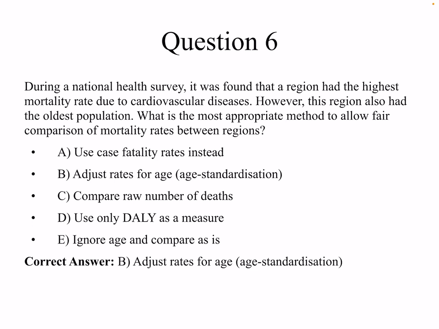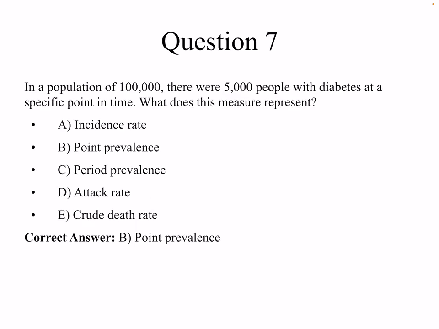Question 6. During a national health survey, it was found that one region had the highest mortality rate due to cardiovascular diseases. However, this region also had the oldest population. What is the most appropriate method to allow fair comparison of mortality rates between regions? A. Use case fatality rates instead. B. Adjust rates for age, which is age standardization. C. Compare raw number of deaths. D. Use only DALYs as a measure. E. Ignore age and compare as is. Correct answer is B. Adjust rates for age.